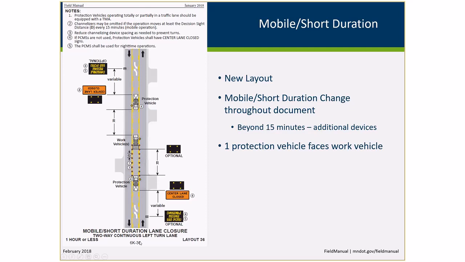All the mobile layouts can now be used for short duration if you have additional devices. And for sure, at least, you need to have the channelizing devices between the protection vehicle and the work vehicle, and some of the layouts require additional warning signs on the side of the road prior. And in this case, I mentioned this before, the protection vehicle at the top of the layout is facing the work vehicle, but that's because the TMA is for the traffic that might hit it.